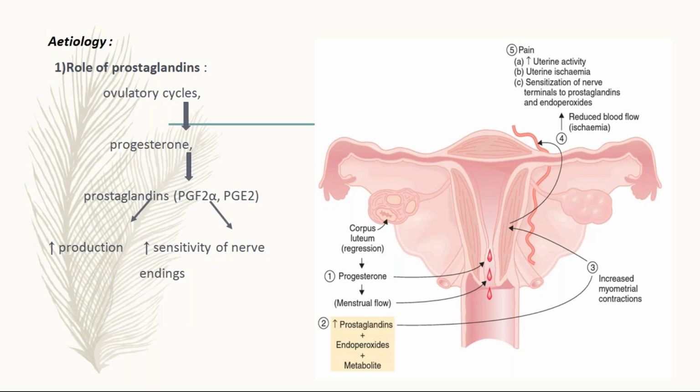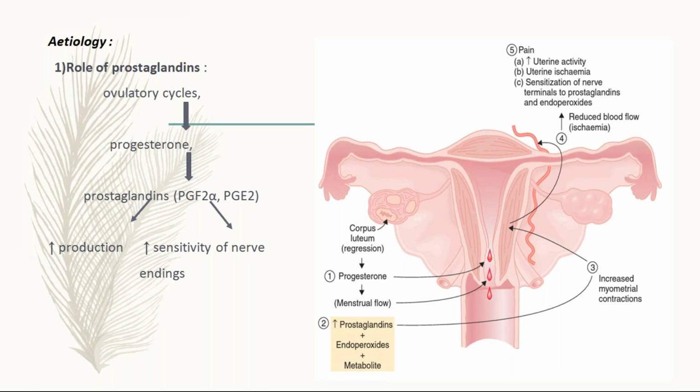Coming to etiology, the most common cause of primary dysmenorrhea is prostaglandins. In ovulatory cycles, there will be progesterone, and the progesterone will induce prostaglandin synthesis. Whereas in anovulatory cycles, there will be no progesterone and no prostaglandins. So anovulatory cycles are generally painless cycles. These prostaglandins in turn induce sensitivity of nerve endings and cause pain.